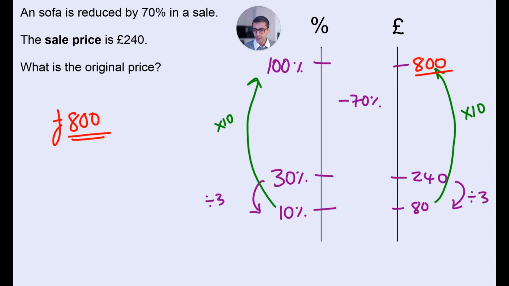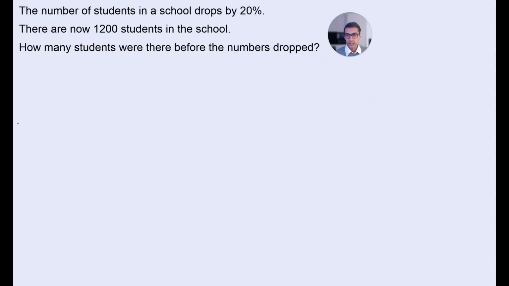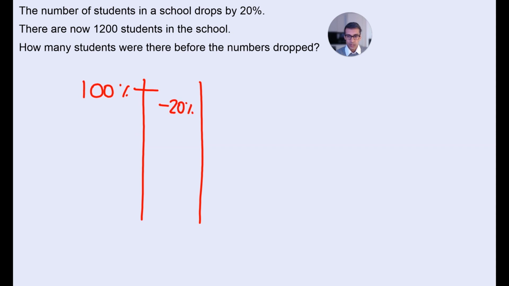Okay, one more example. Have a go here, pause the video. Okay, so this time around you could have used the double number line or the table method. I'm going to be using the double number line in this case, just as an example. So 100% we don't know. If we're going down by 20%, then we're left with 80%. And there are now 1,200 students at 80%.